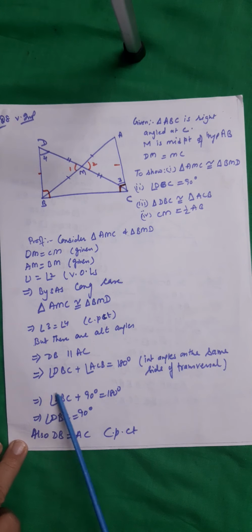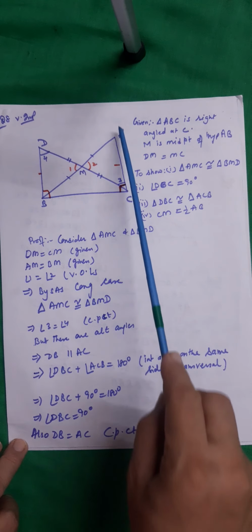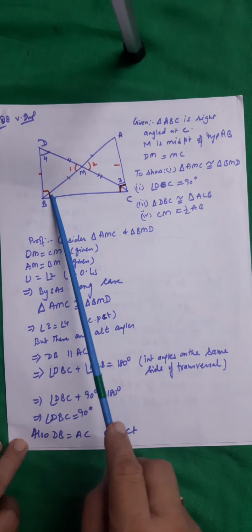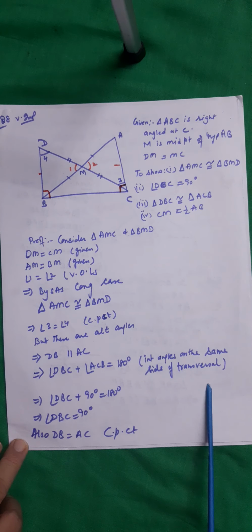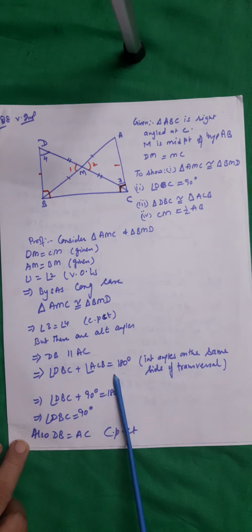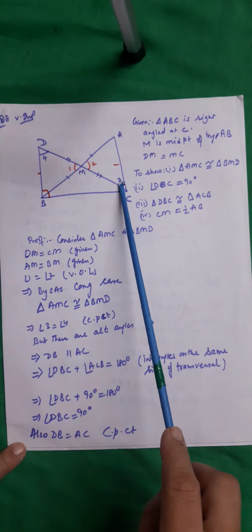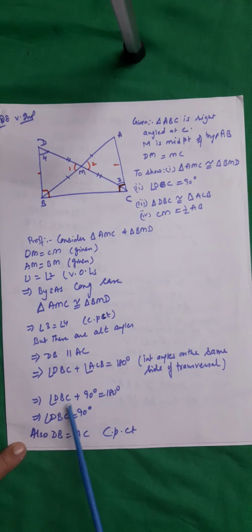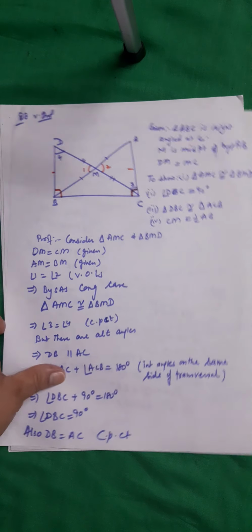Now, angle DBC and angle ACB, they are interior angles on the same side of the transversal, and DB and AC are parallel. Therefore, they should be supplementary. But already this angle is 90 degree. So, angle DBC is equal to 180 minus 90. That is, angle DBC is equal to 90. So, second part is also proved. Also, DB is equal to AC by CPCT.